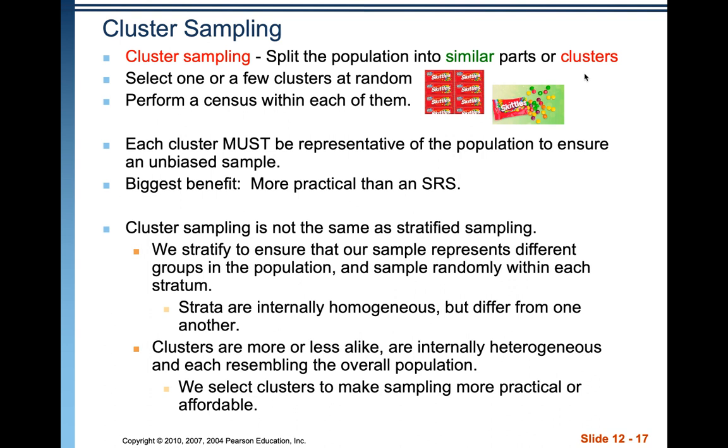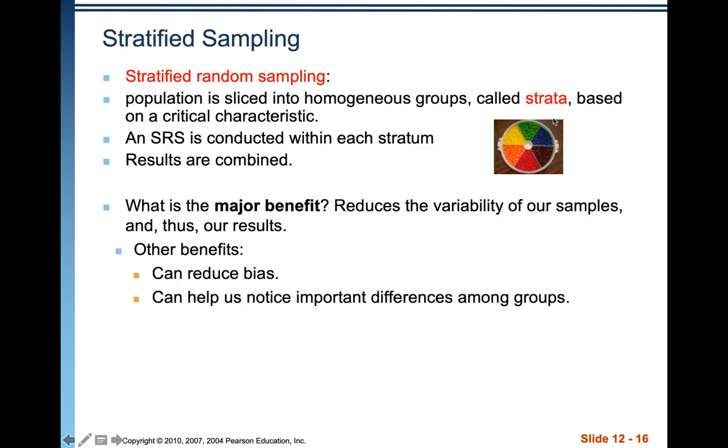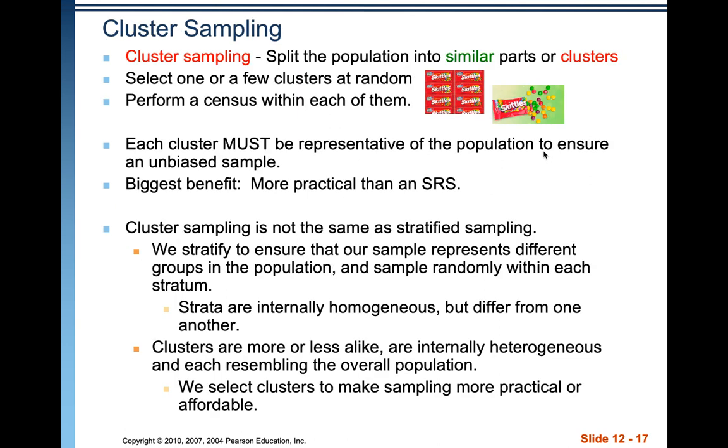Cluster sampling is not the same as stratified sampling, right? Here we've got bags of Skittles all mixed together, and those are clusters. Here we've got little sections of Skittles that are separated by color for the strata. We stratify to ensure that our sample represents different groups in the population and sample randomly within each stratum. They are internally homogeneous but differ from one another. Clusters are more or less alike. They are internally heterogeneous, and each one represents the overall population. We select clusters to make sampling more practical or affordable.